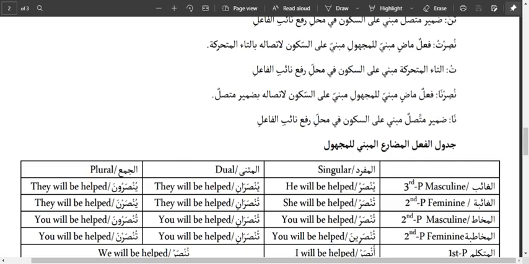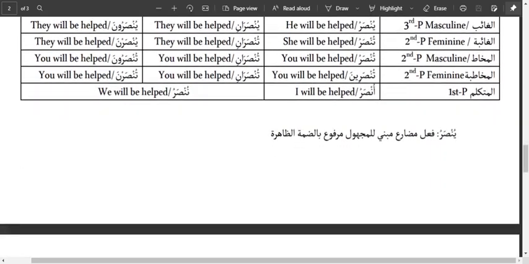Then نصرنا فعل ماض مبني للمجهول مبني على السكون لاتصاله بناء الدالة على الفاعل. That is the name of the noun. بناء الدالة على الفاعل ضمير متصل مبني على السكون في محل رفع نائب الفاعل. So that is that for the analysis of the table of فعل ماضي for passive verb.